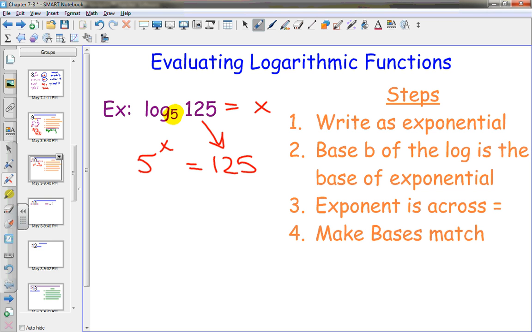So is 5 a prime number? Yes, 5 is a prime number. How about 125? Can I write 125 as 5 raised to a power? Well, 5 times 5 is 25, times 5 is 125. How many quarters equals $1.25? 5. So 5 what? 5 cubed. 5 times 5 is 25 times 5 is 5 quarters, 5 quarters in your hand.